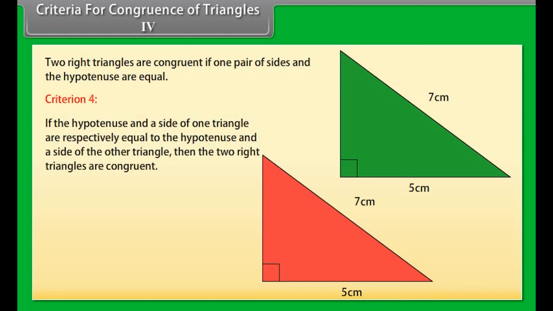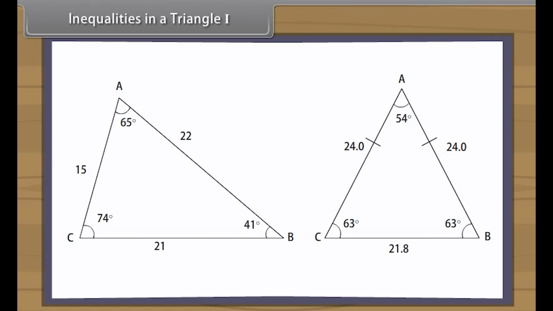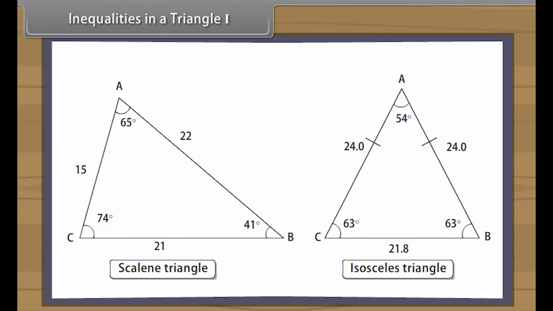If the hypotenuse and the side of one triangle are respectively equal to the hypotenuse and the side of the other triangle, then 2 right triangles are congruent. This criterion is referred to as RHS, right angle hypotenuse side. Inequalities in a triangle 1. We have learnt the relationship between sides and angles of a triangle when they are equal. We shall now study some relations among sides and angles of a triangle when they are unequal.